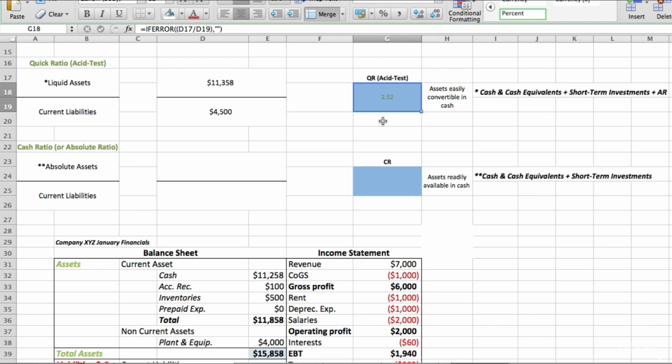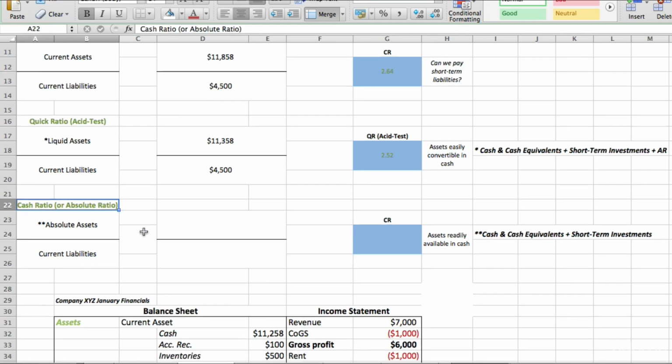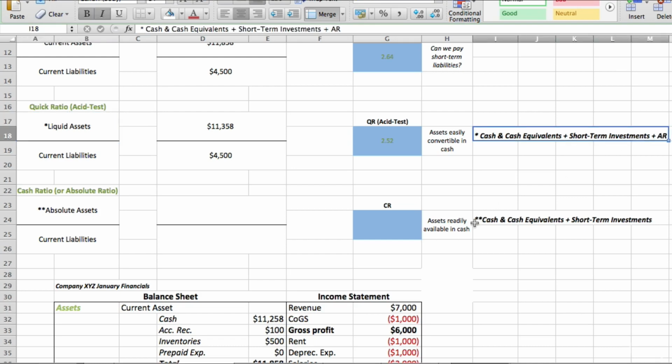Now, if the quick ratio or acid test is a stricter ratio compared to the current ratio, there is a third one that is very strict, and it is the cash ratio. The cash ratio is given by absolute assets over current liabilities. The absolute assets are cash, cash equivalents, and short-term investments. In other words, while the quick ratio or liquid assets comprise the AR, the cash ratio does not comprise the AR, but just those instruments that will be easily and readily available in cash, such as cash and cash equivalents, and of course short-term investments.